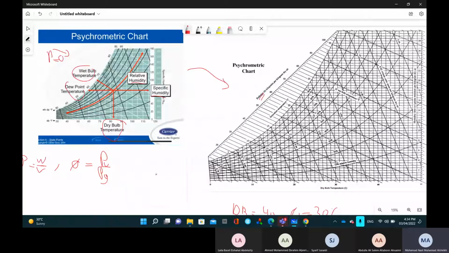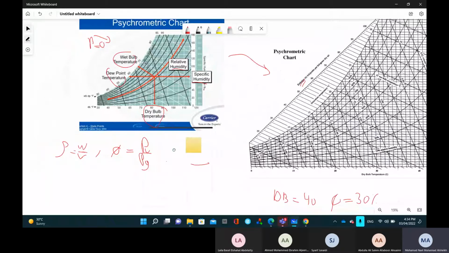There are also two other properties that we can find, not directly from the psychometric chart, but after getting the psychometric chart. The density of the vapor, which can be calculated from the specific humidity divided by the volume. I forgot to mention that the other property we can calculate is the volume from the psychometric chart, and we can find the pressure of the vapor from the relative humidity and the P of the PG.